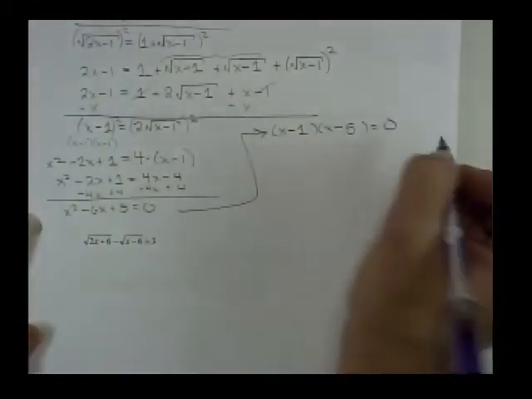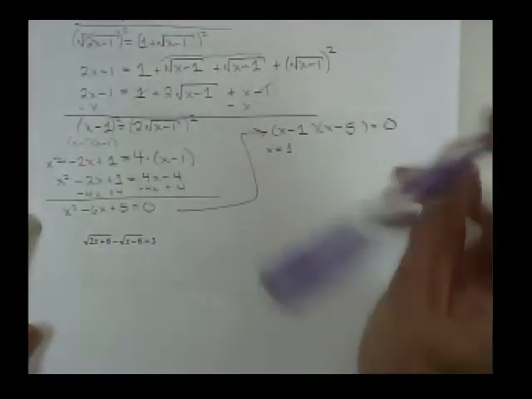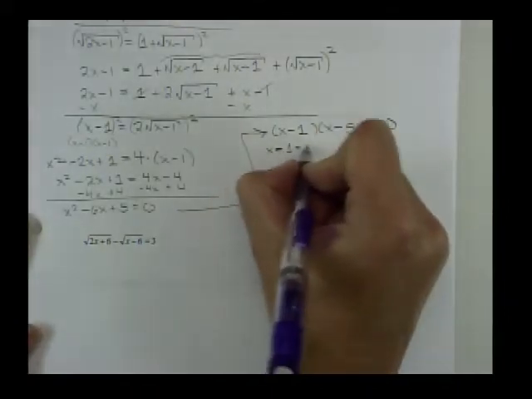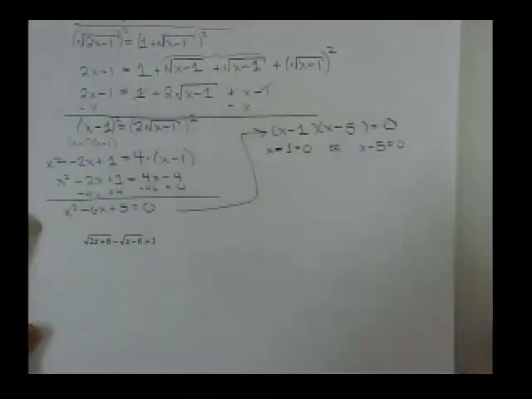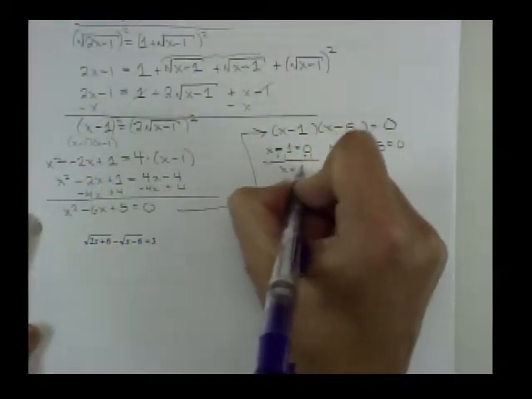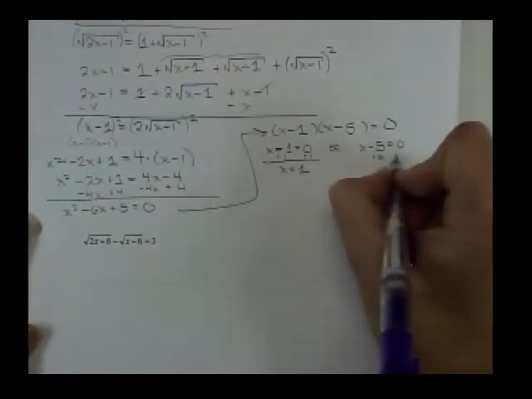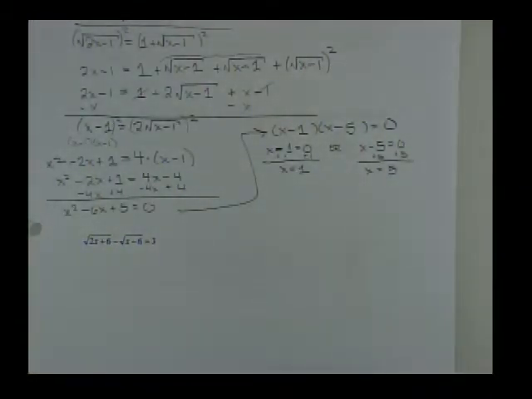So 2 things multiplied together equals 0, so either x minus 1 equals 0, oops, or x minus 5 equals 0, and then we'll add 1 and add 5. So the original answer involves square roots, and I got 2 answers, I need to check.